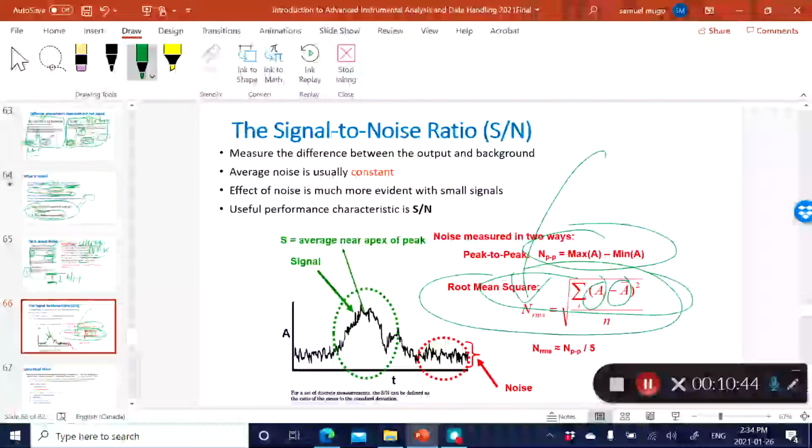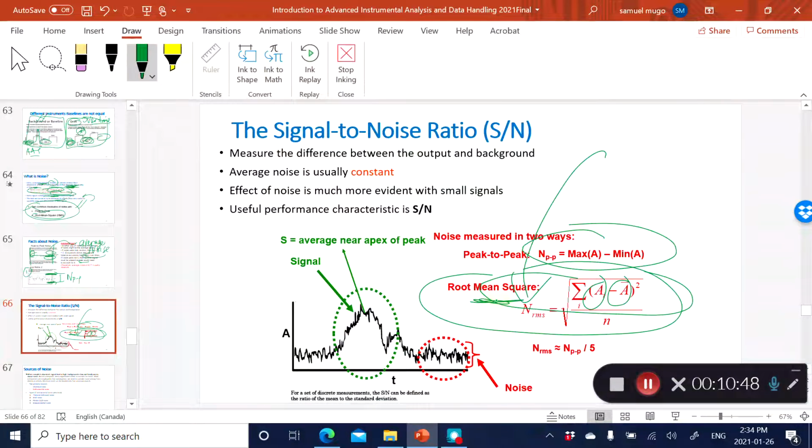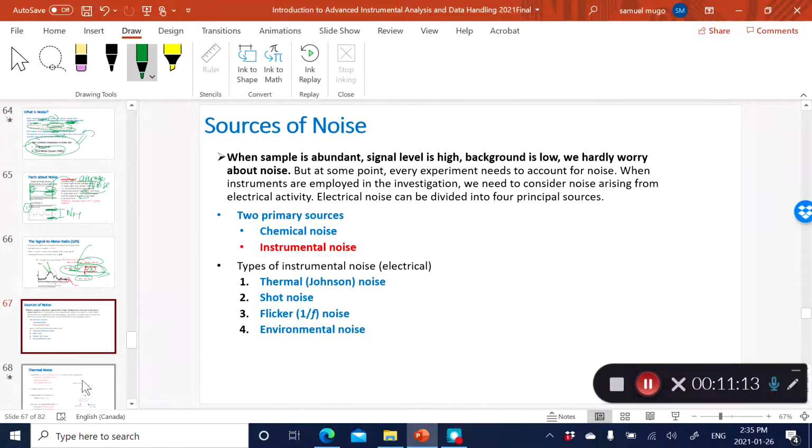All right. Now, people have realized the root mean square noise is very, very close to the noise calculated peak to peak divided by 5. So you can actually calculate the root mean square noise simply by taking the noise peak to peak divided by 5. And those are the two methods of calculating noise, where root mean square noise is the best way to calculate it.